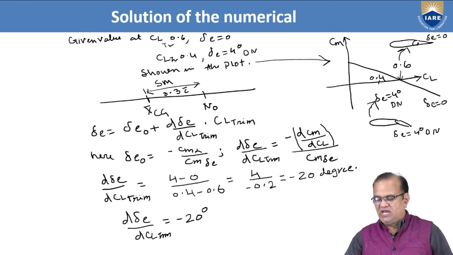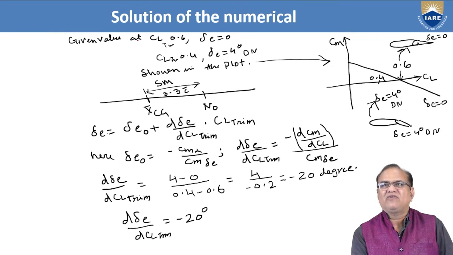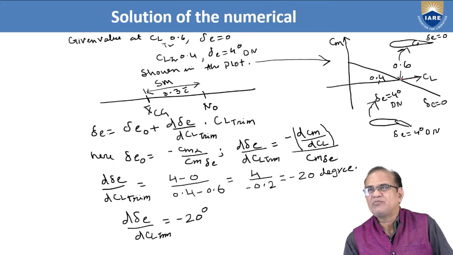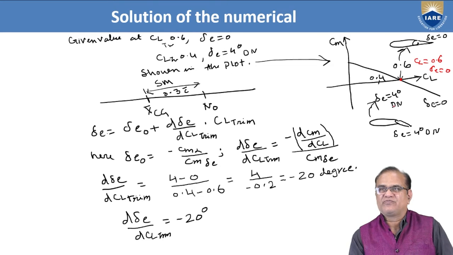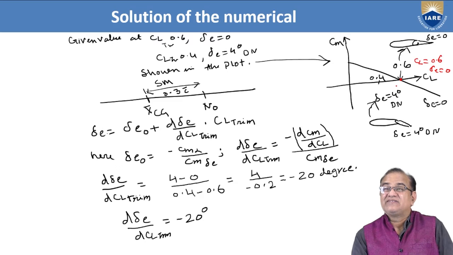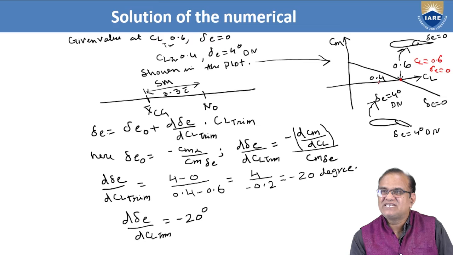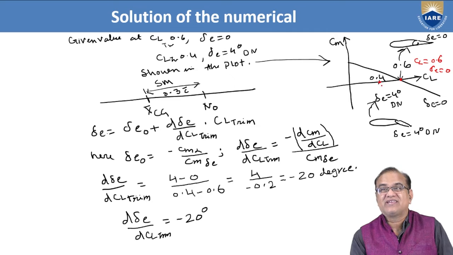Okay, so the things which are given here: given value at CL trim 0.6, at delta E equal to 0. So here, you see, this is the point. In this, I have drawn the Cm versus CL, and this is CL equal to 0.6 when delta E is equal to 0. So this is the condition. The second condition is when CL is equal to 0.4. Here, if the CL is 0.4, the delta E required is 4 degree.